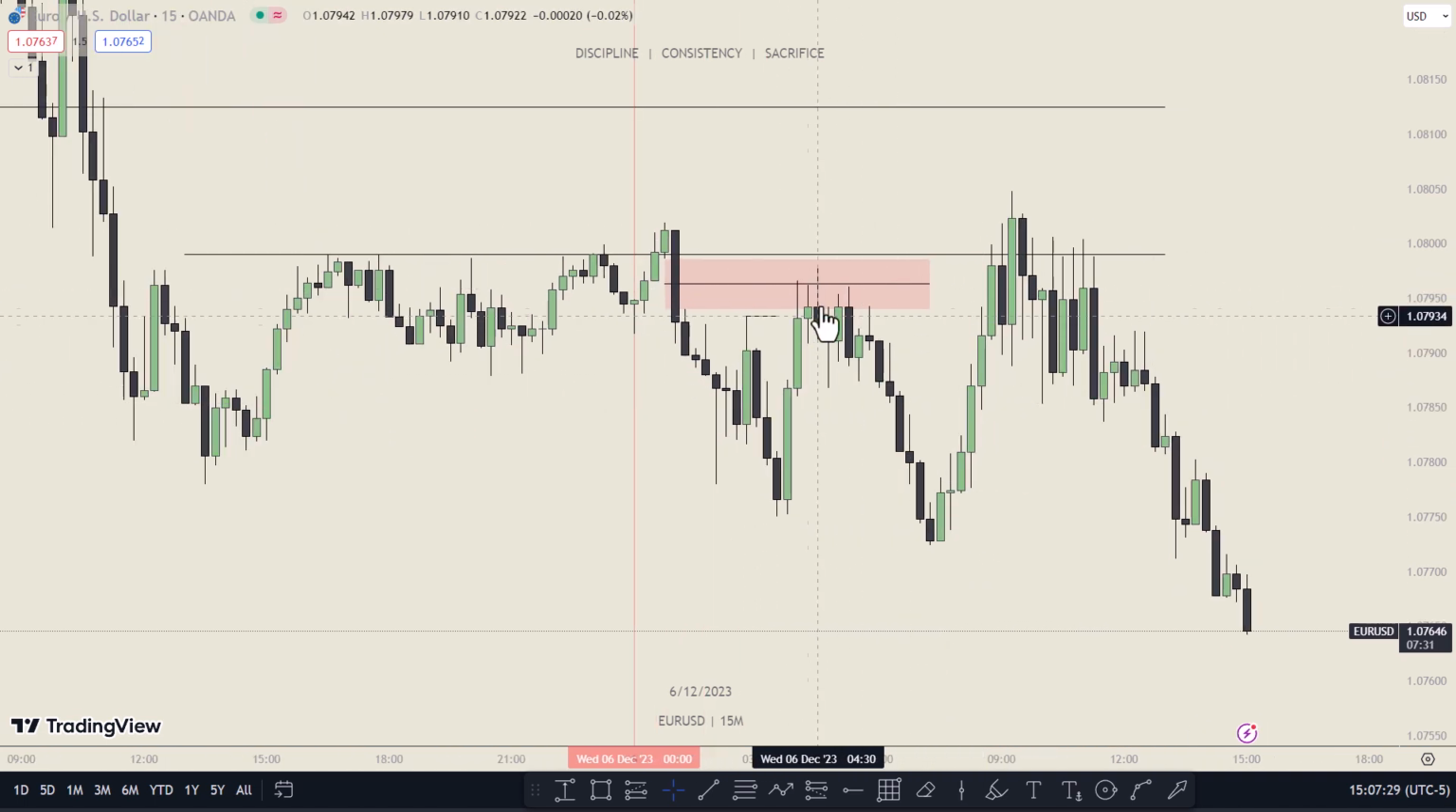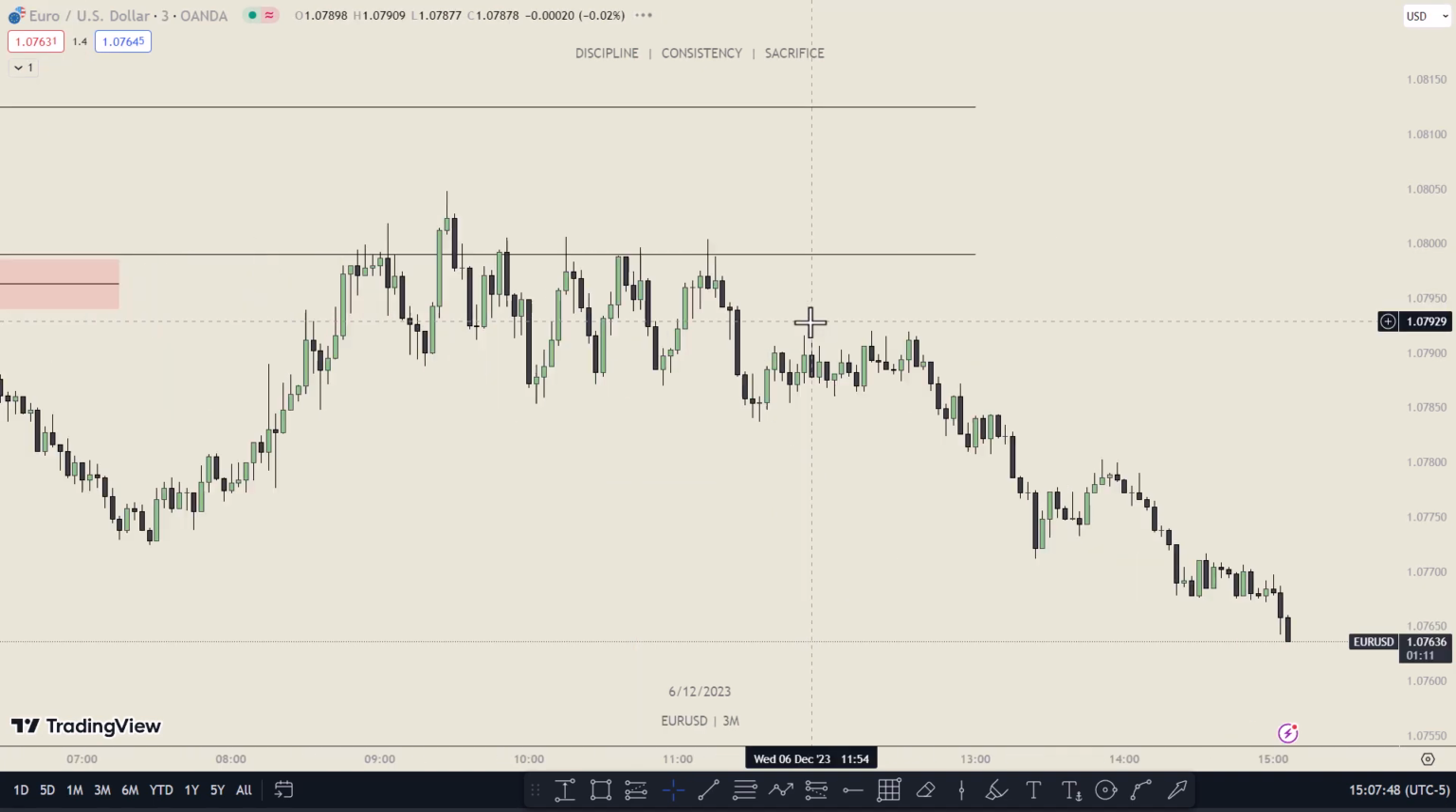So when I saw this fair value gap get filled, now my 15 minute is also bearish, right? Just like the 4 hour. Now all I need is one more time frame to turn bearish, which is the 3 minute or the 5 minute. So let's go to the 3 minute time frame, right?